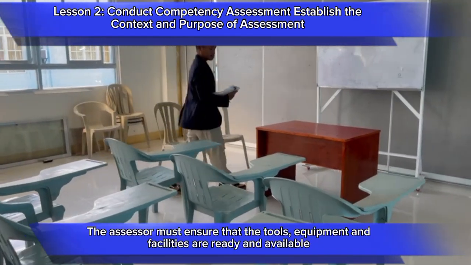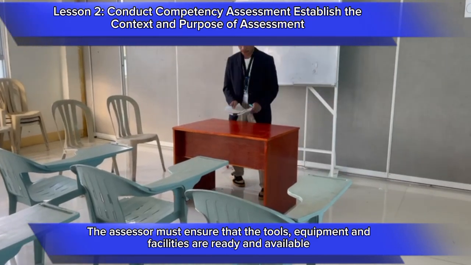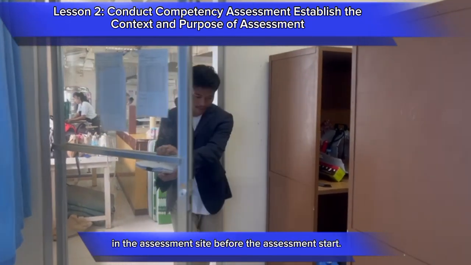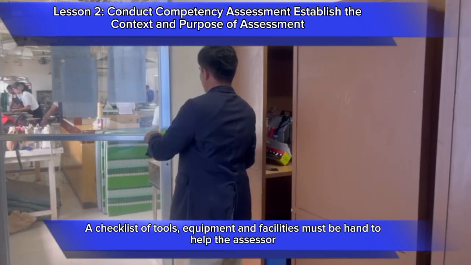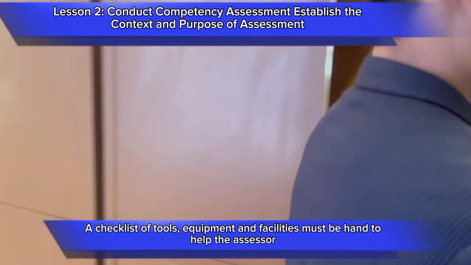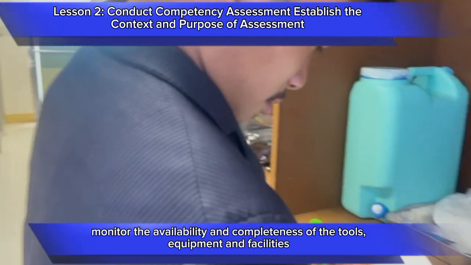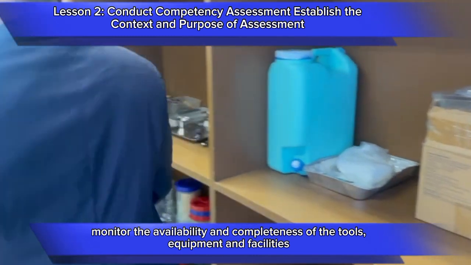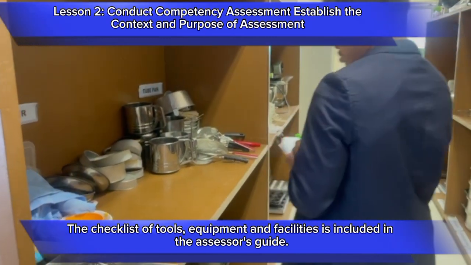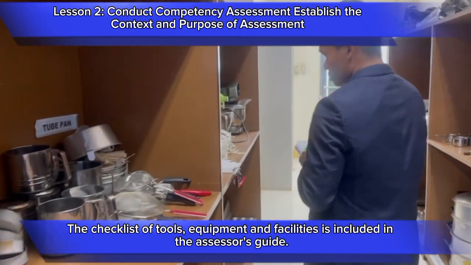The assessor must ensure that the tools, equipment, and facilities are ready and available in the assessment site before the assessments start. A checklist of tools, equipment, and facilities must be handy to help the assessor monitor the availability and completeness of the tools, equipment, and facilities. The checklist is included in the assessor's guide.